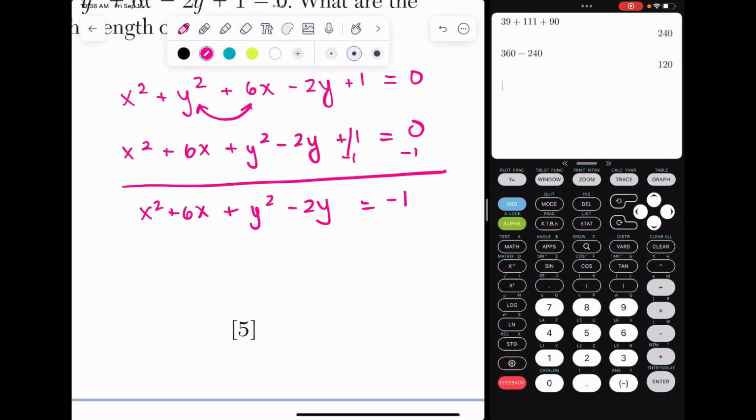Okay, now what we're going to do after the first two terms, we are going to put a little blank space. The same thing after the next two terms, and we're going to balance our equation. Now we're going to do the process of completing the square.